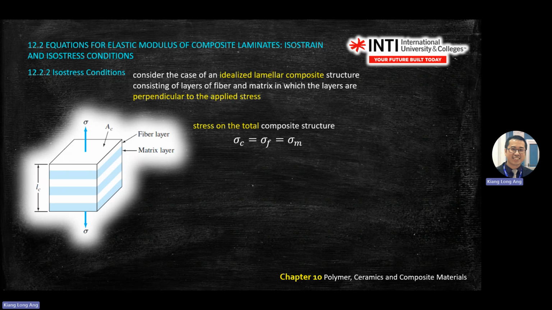Okay. But what is important is you know what is isostrain, what is isostress, and what is the lamination method. One is like horizontal orientation, one is vertical orientation. What's the difference? You cannot differentiate, man. You don't know how to differentiate. You know what is the orientation of the layer and the force acting is different.